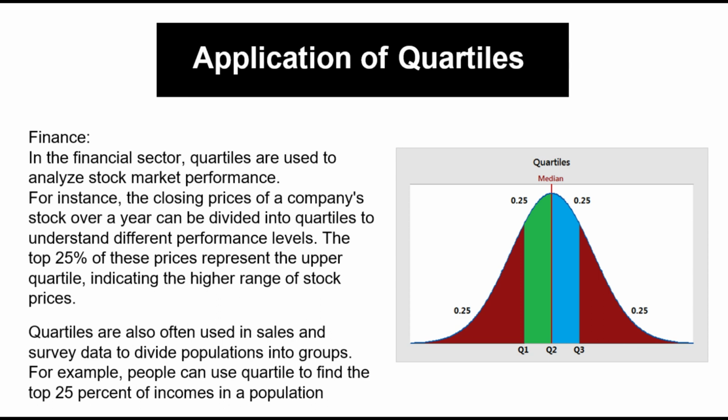Application of quartiles. For finance, quartiles are used to analyze stock market performance. For instance, the closing prices of a company's stock over a year can be divided into quartiles to understand different performance levels. The top 25% of these prices represent the upper quartile, indicating the higher range of stock prices. Quartiles are also often used in sales and survey data to divide populations into groups. For example, people can use quartiles to find the top 25% of incomes in a population.